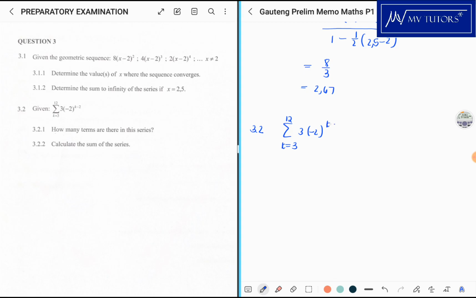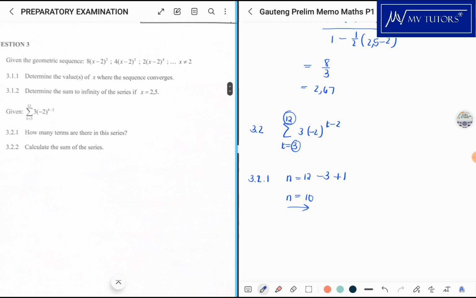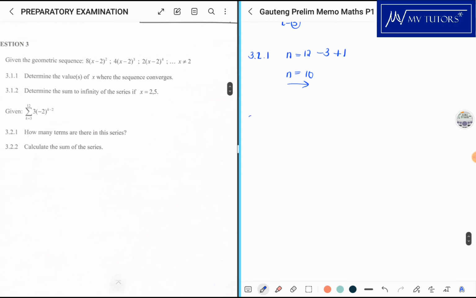Okay, so we can see here, if your unknown is an exponent, then this is a geometric series. 3.2.1 says how many terms are there in this series. If you want to know the number of terms, which is n, you take your top value, which is 12, subtract the bottom value, which is 3, and add 1. So 12 minus 3 is 9, plus 1, that is 10. 1 mark? Yep.